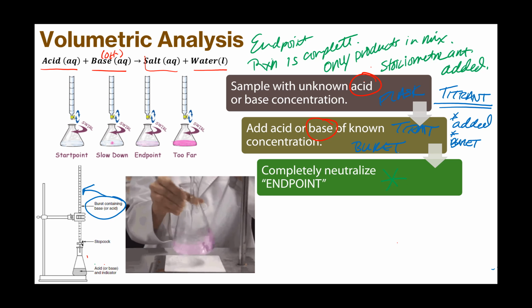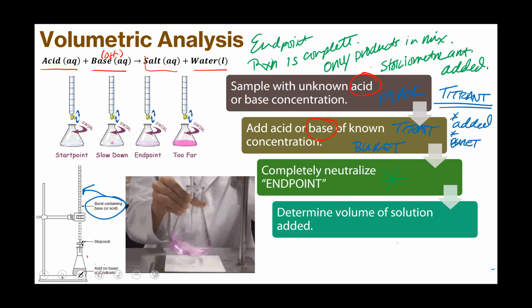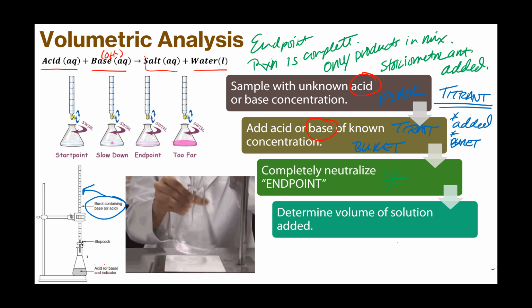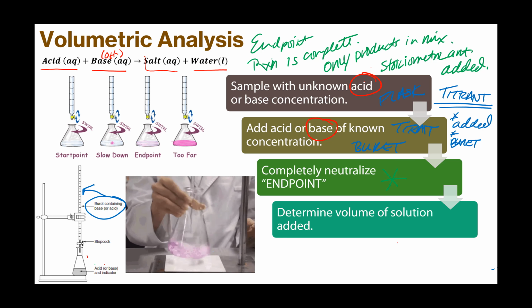And once we have the endpoint, there's a lot of ways to figure out the endpoint. Right here in the lab, we're going to use an indicator so the solution turns a pink color when we get to the endpoint. You can use different indicators for different things, or you can just measure what the pH is at the endpoint if you want to do it that way. There's lots of ways. We're going to use phenolphthalein as our indicator, which is going to be pink.